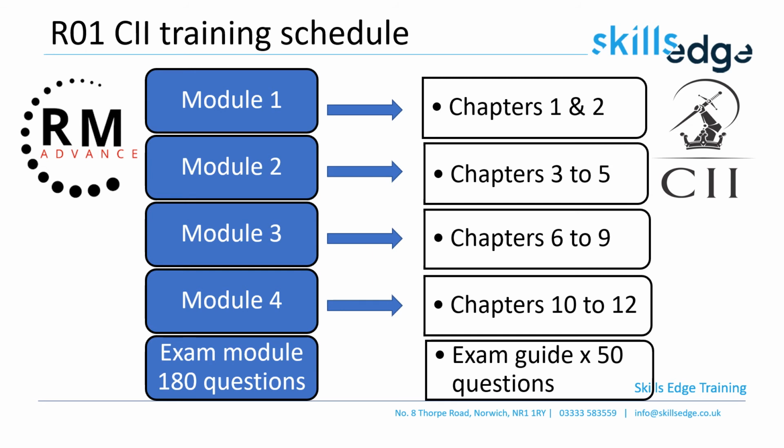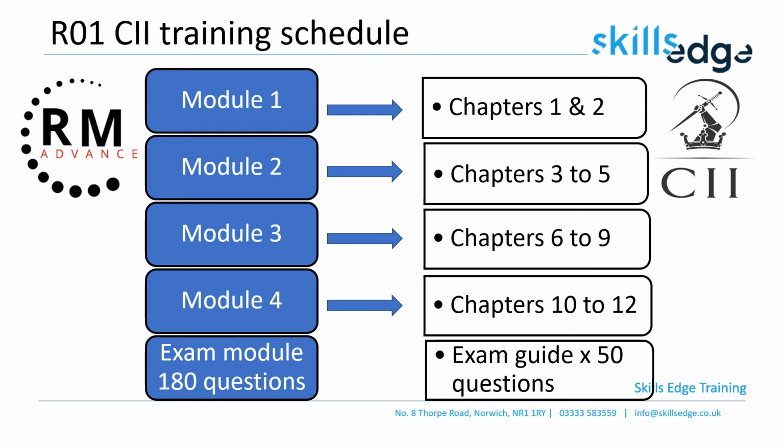Module 1 covers chapters 1 and 2 of the CII study text, that's income tax and national insurance. Module 2 covers chapters 3, 4 and 5 of the CII study text, that's capital gains tax, inheritance tax, and also residence and domicile. Module 3 covers chapters 6, 7, 8 and 9. That's self-assessment, stamp duties, VAT and corporation tax, and chapter 9 covers the direct investments. Module 4 covers chapters 10, 11 and 12 of the CII study text.